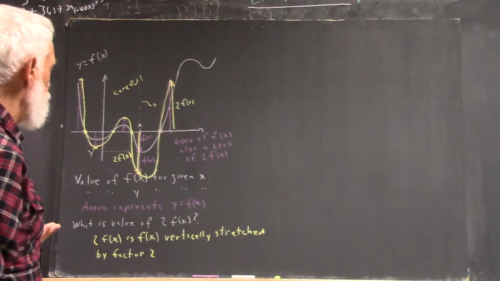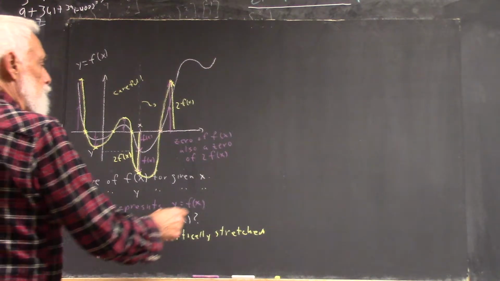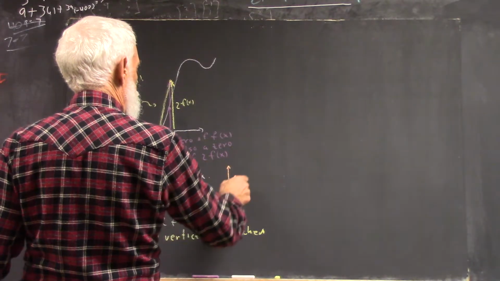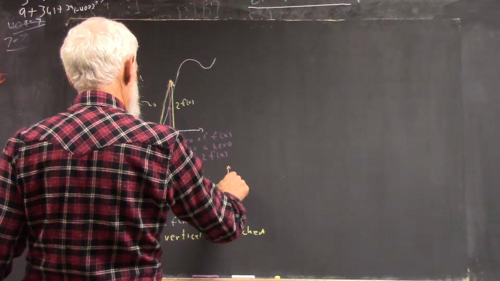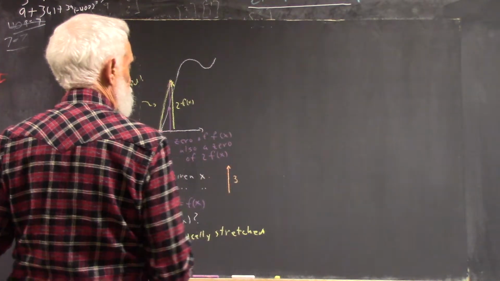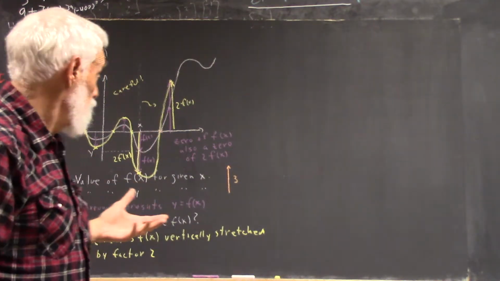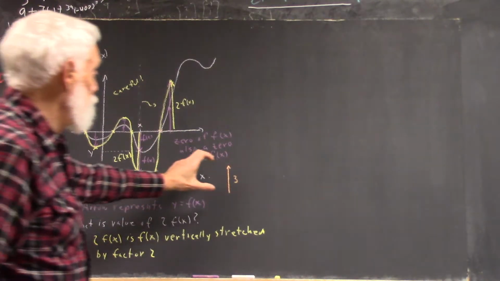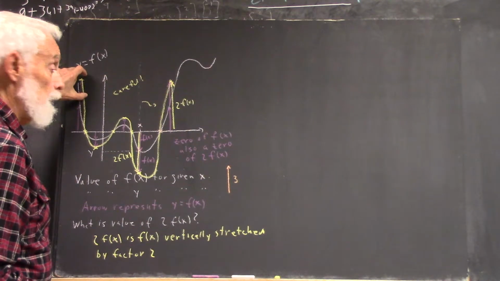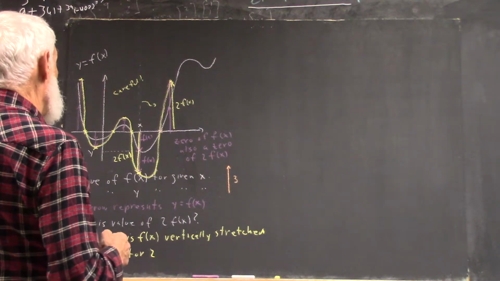We don't have a scale here, but if we designate an arrow of length 3, and I want to vertically shift the yellow graph by 3 units, that means I take every point of the yellow graph and raise it that far. So I can do that.